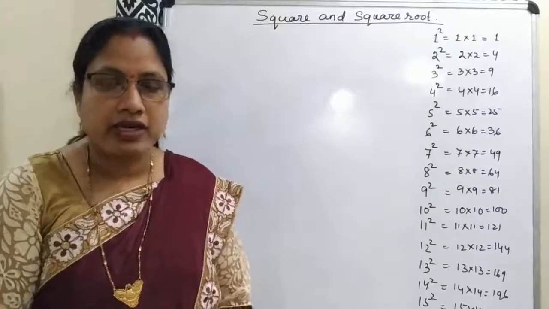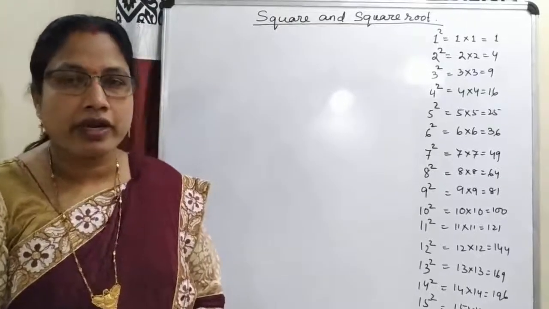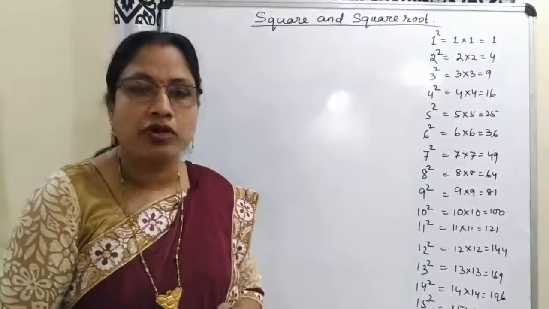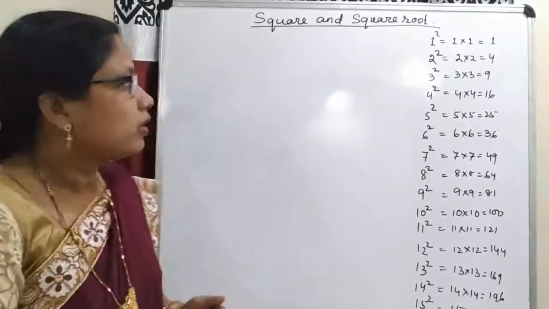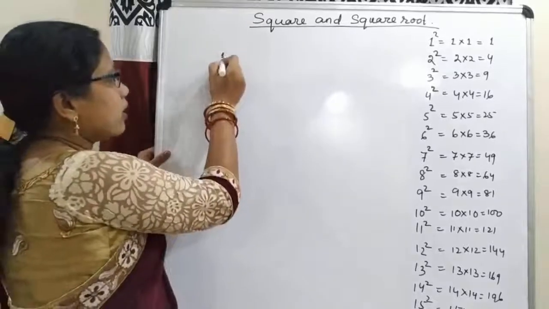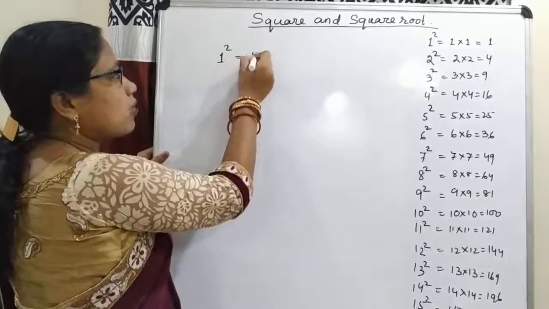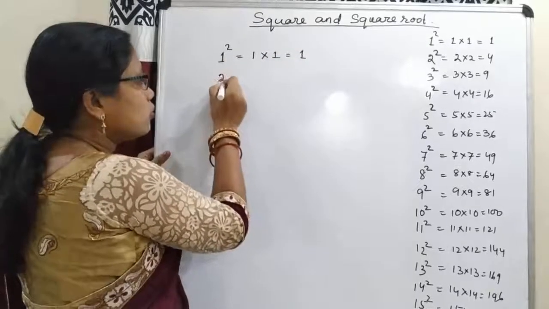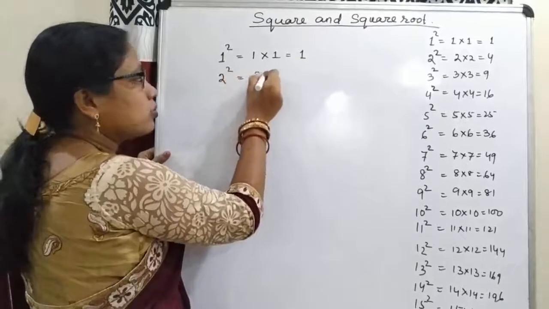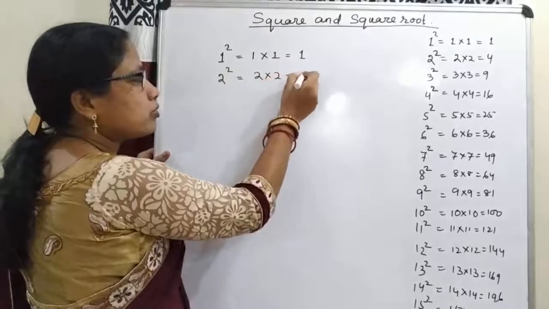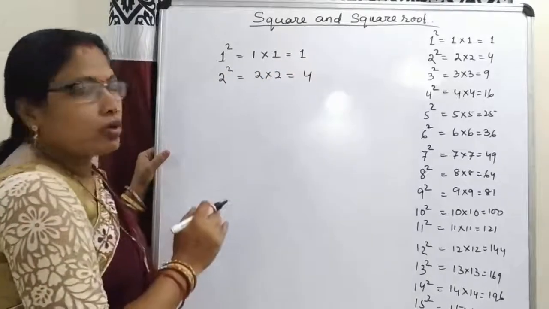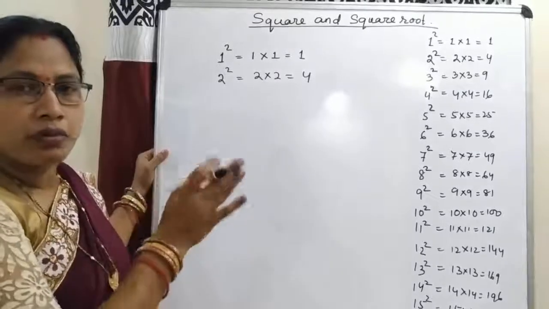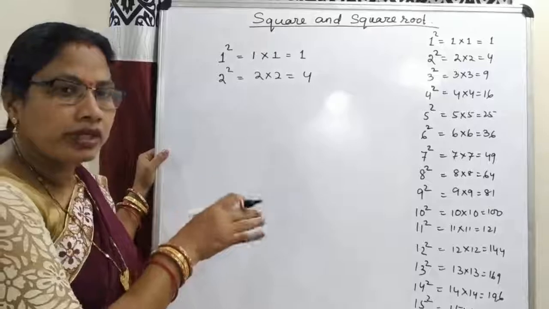Dear students, let us start the chapter square and square root. First you have to know what we mean by the square of a number. 1 square means 1 multiplied with 1 is equal to 1. 2 square is equal to 2 multiplied with 2 is equal to 4. So we will find the square of a number if we multiply that number with itself.